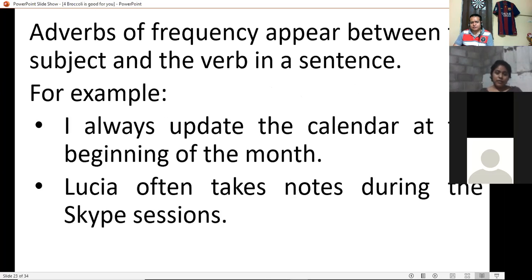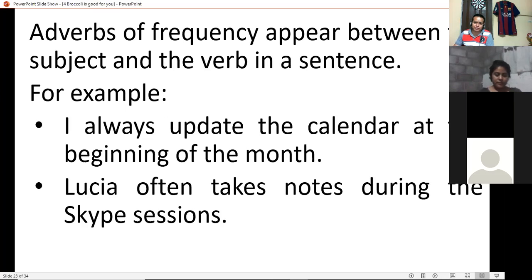Adverbs of frequency appear between the subject and the verb in a sentence. For example, I always update the calendar at the beginning of the month. Lucia often takes notes during the Skype sessions. Okay. Waldir, tiene que practicar también, ¿ok? No deje a las chicas hacerlo solo ellas, ¿ok?